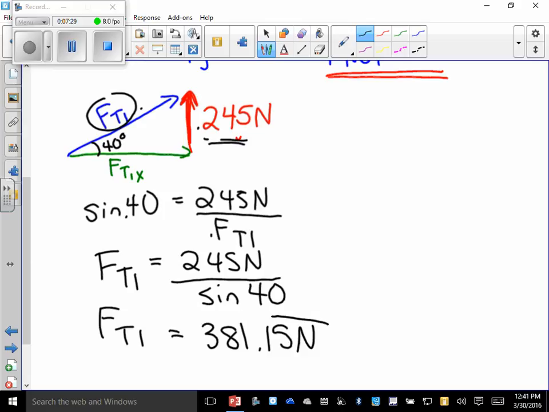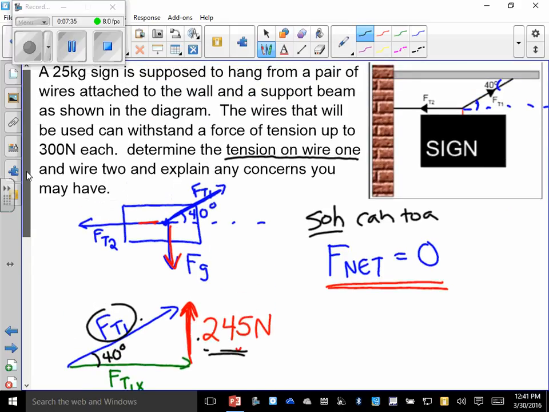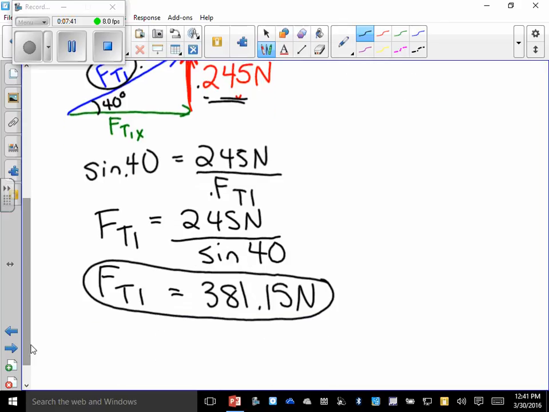newtons. Okay, right away we should be a little concerned. The wires can withstand a force of tension up to 300 newtons. This one has 381. We might be in trouble.